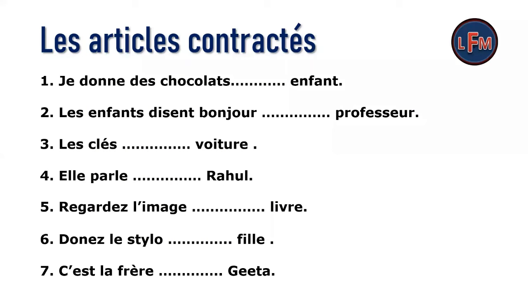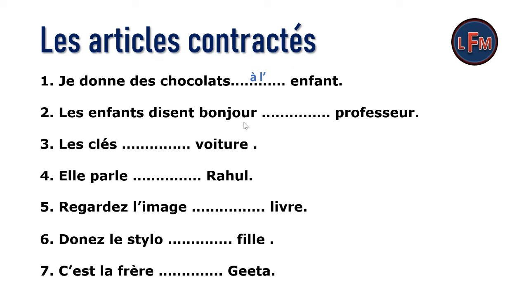Let's do some sentences to learn les articles contractés. First one is Je donne des chocolats dash enfant. I give chocolates to the child. Here child is masculine singular but starting with a vowel, so we will write à l apostrophe. I give chocolates to the child.